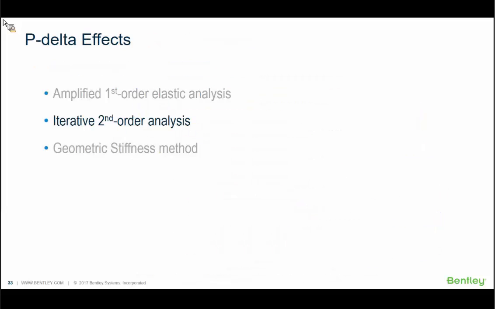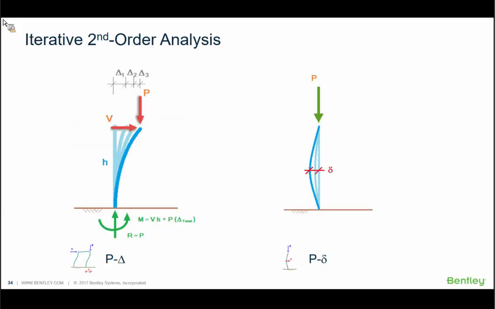A second approach is to perform an iterative second-order analysis. It's probably what most engineers think of when P-delta analysis is mentioned. In the iterative approach, a succession of analyses are performed, with each succeeding analysis starting with the deformed shape of the previous analysis. That is, the loads are applied and an initial analysis is performed. With that analysis, the structure has displaced some value, delta 1.